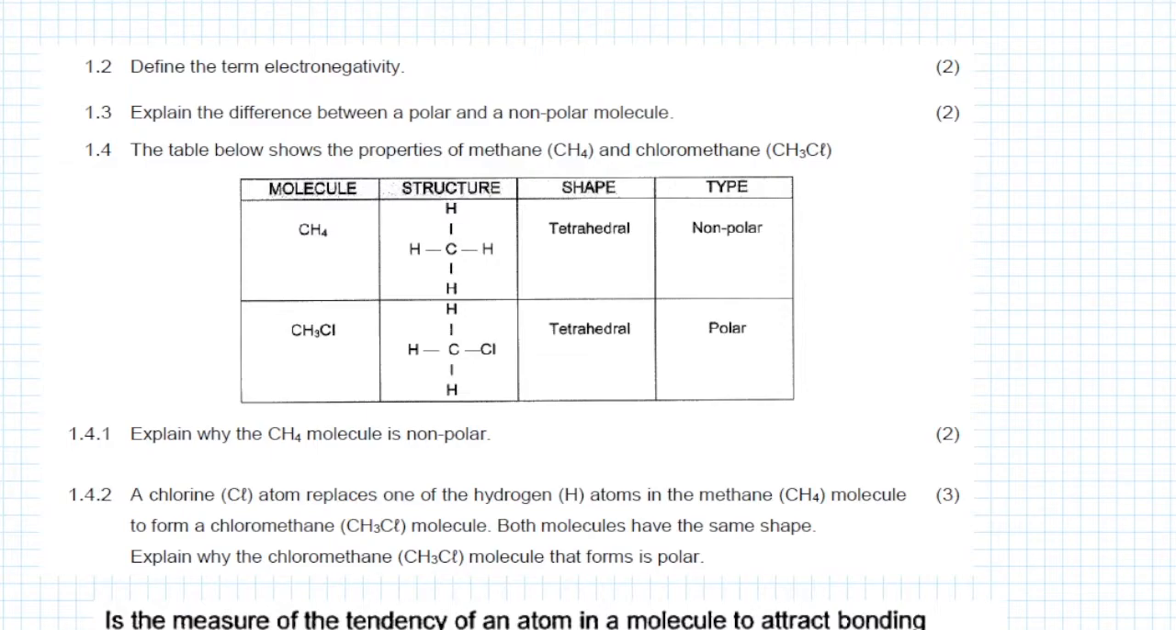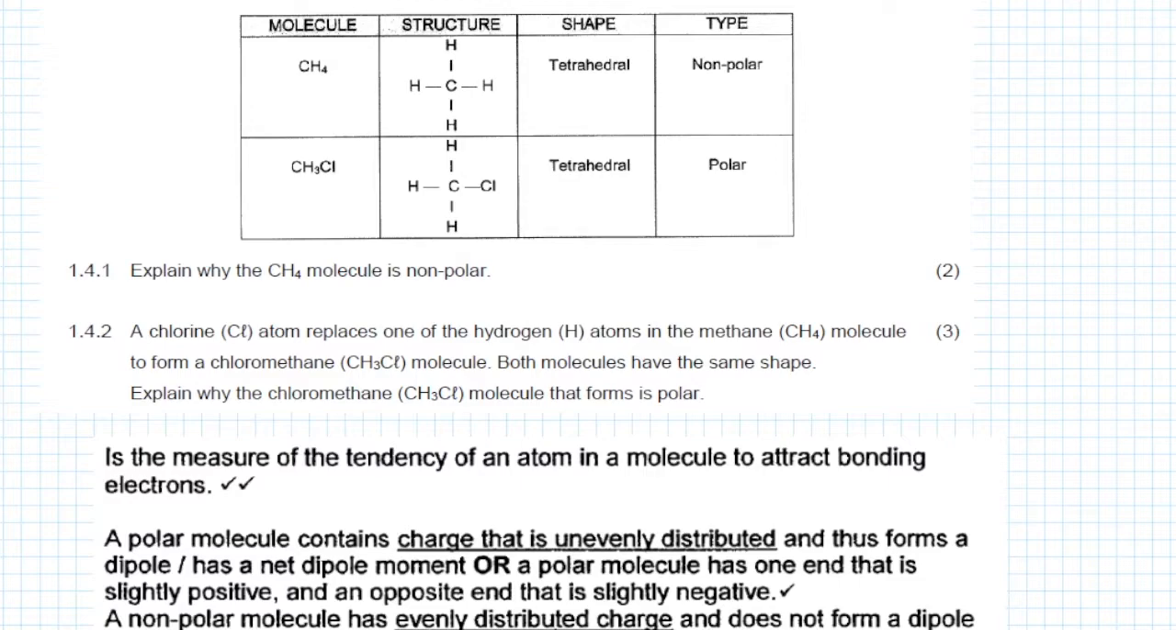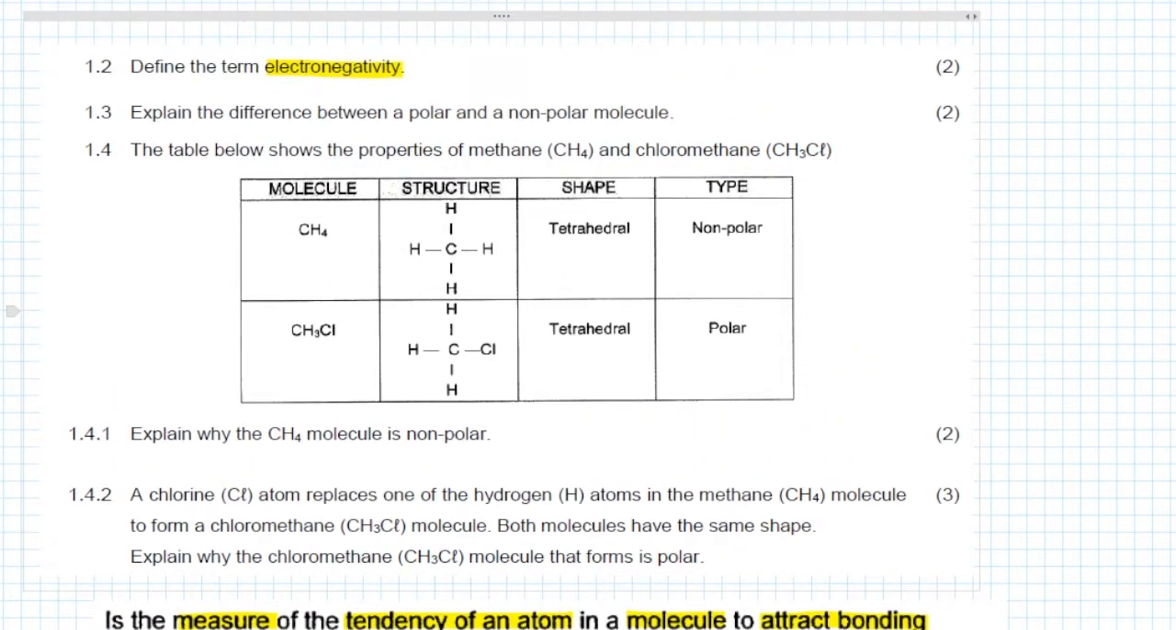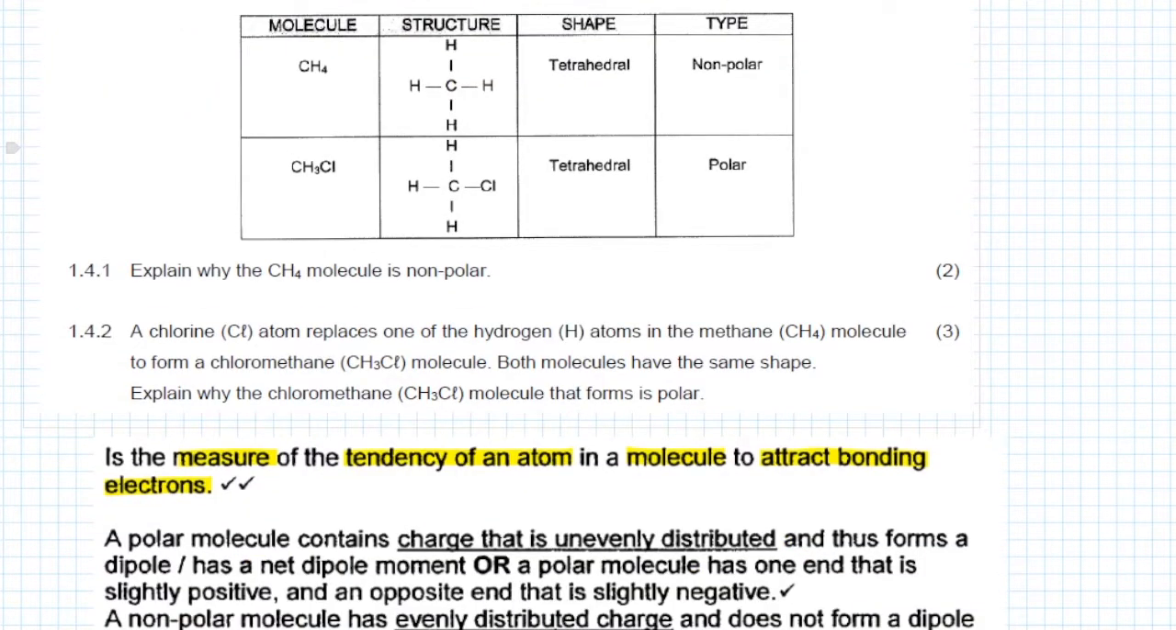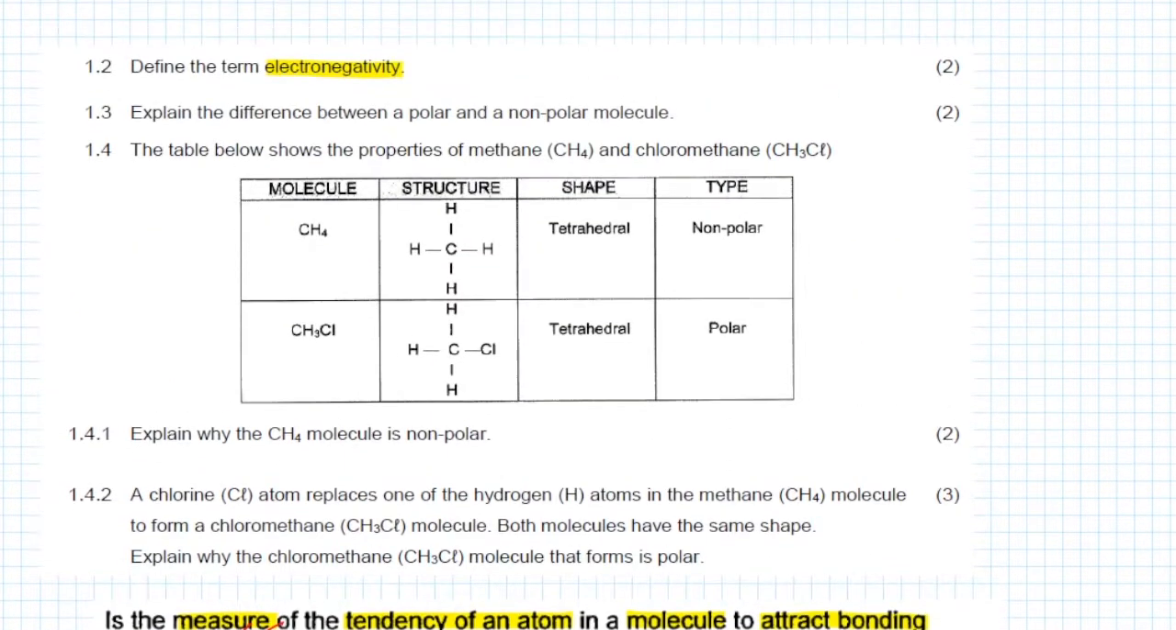So question number 1.2 says, define the term electronegativity for 2 marks. We say electronegativity is the measure of the tendency of an atom in a molecule to attract a bonding pair of electrons, right? So you have 2 atoms that are bonded together. Electronegativity tells us which atom is going to pull that bonding pair of electrons to itself, and basically where those electrons are going to spend most of their time. For writing this down from your exam guidelines, you're going to get 2 marks. So don't expand on it, just write down exactly what's on the board, or on your screen in this case.